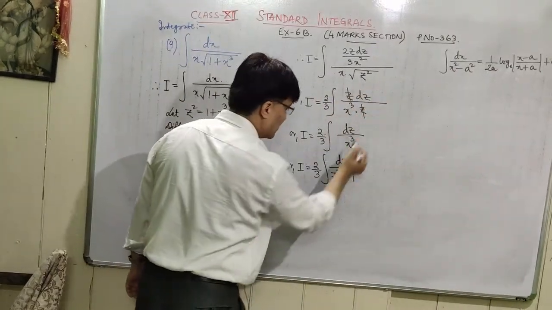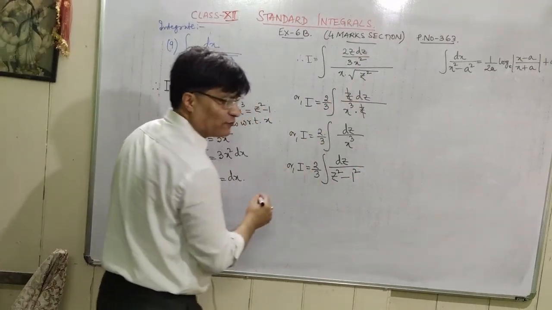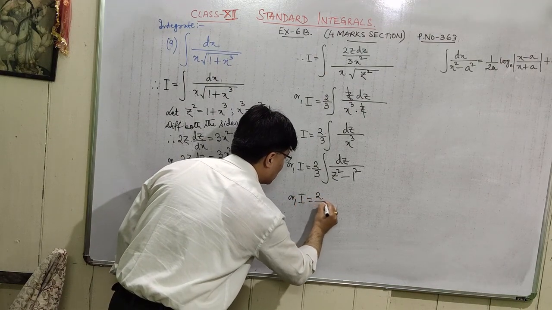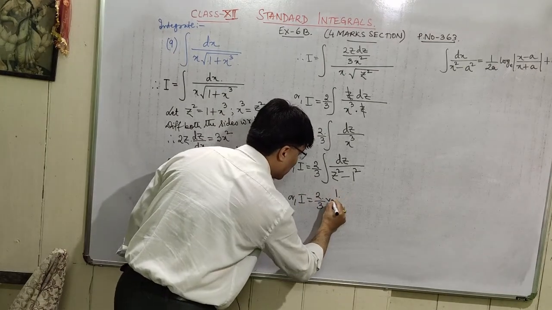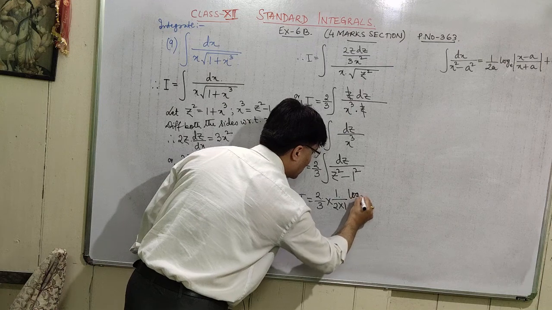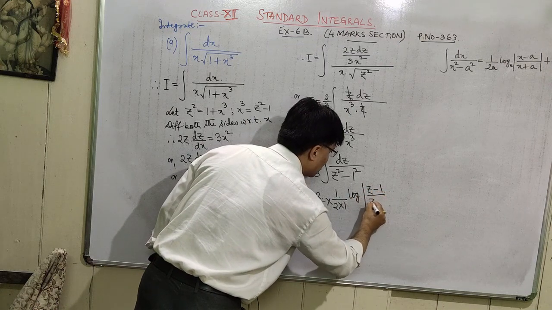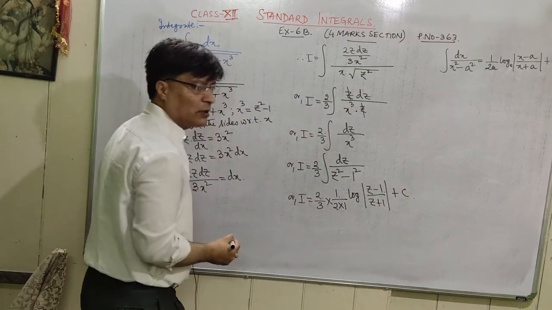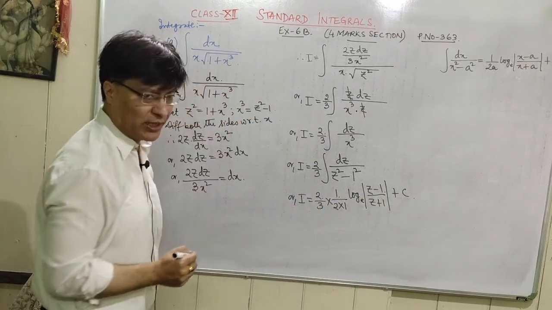So instead of x here there is z. Instead of a here it is 1. So we can use that formula, isn't it? So let us use the formula. I is equal to 2 by 3 into, what is the formula? 1 by 2a. 1 by 2 into, what is a? 1 log within mod, what is x minus a? Z minus 1 divided by z plus 1 mod sign closed. Then base is e and you have to write plus c.